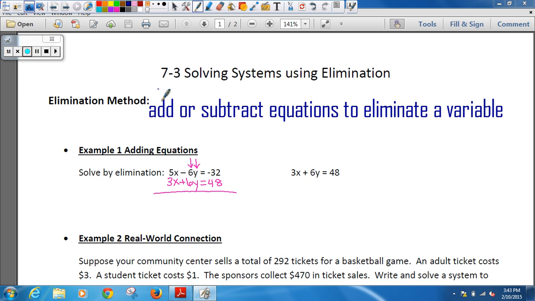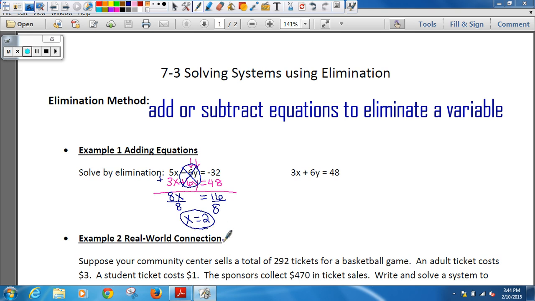In order to decide if you add or subtract, you need the common terms to go to 0. So negative 6y and 6y, in order to get those to go to 0, I would add, because negative 6 plus 6 is 0. So then I go ahead and I add the rest of the terms. 5x plus 3x is 8x equals negative 32 plus 48, which gives me 16. And now, if I noticed, it eliminated my y, so I can solve for x. I divide both sides by 8, and I end up with x equals 2.